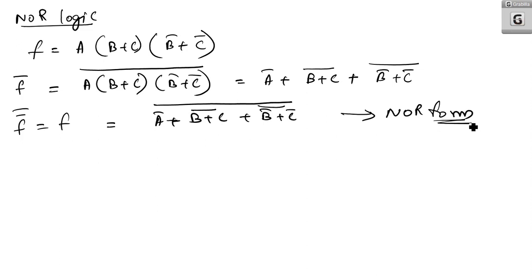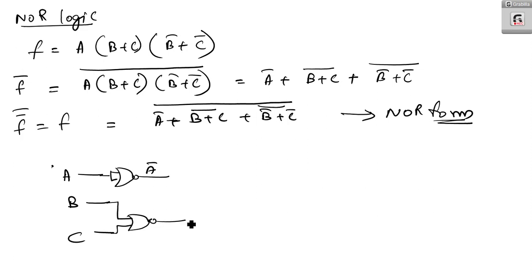So you are having 3 inputs. A is there, B is there, and C is there. First term is A bar. So keep a NOR gate. With the two same inputs, you will get A bar. Second term is B or C bar, that is again using a NOR gate. So this is B or C bar. Third one is B bar or C bar.